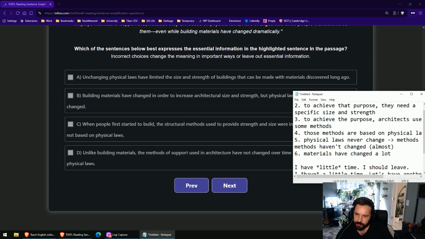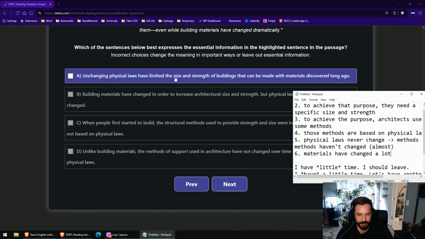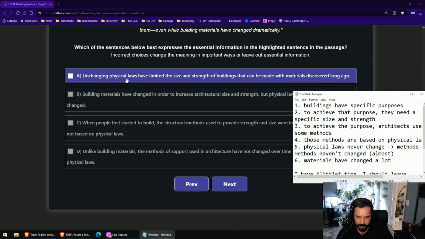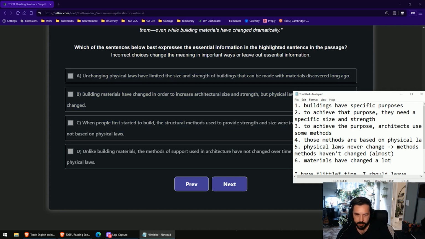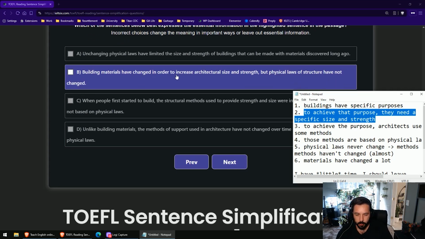Now let's see. Unchanging physical laws have limited the size and strength. No. Immediately you can remove that because we never said that the laws have limited the size. We just said buildings have size and strength. Building materials have changed. In order to answer, pay attention to words like this.